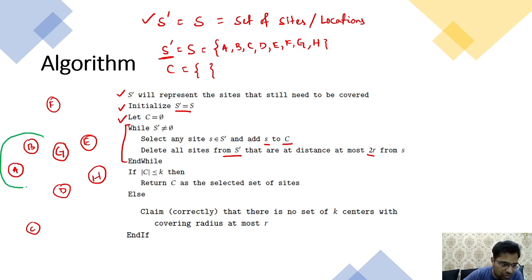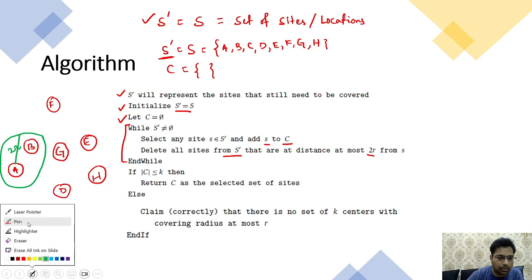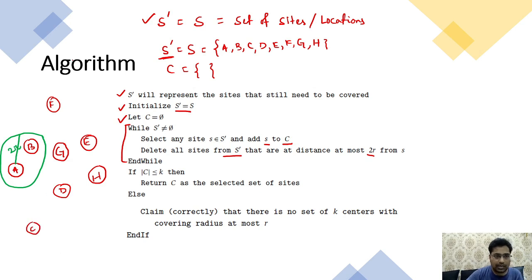Within this range for A it is 2r now. Clear? Suppose, and here also I have to keep the value of k. The value of k is not yet mentioned. I'm just saying we will keep 3, so 3 centers could be established. Clear? So I'm just selecting A as a center.